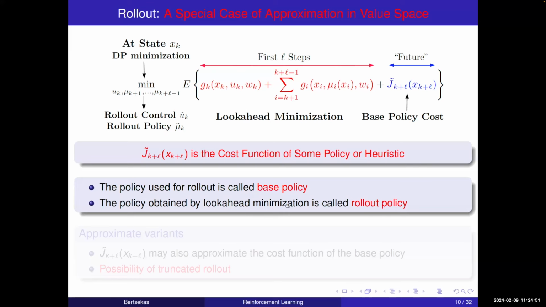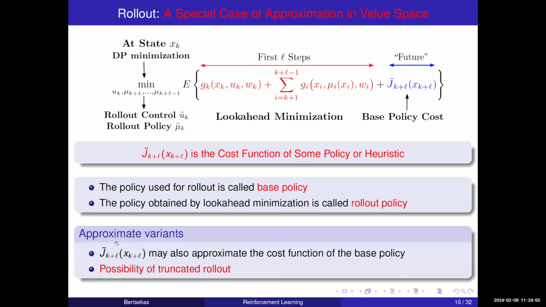There may be approximation variants. As I kind of alluded to just now, computing the base policy might be something that's expensive or something that you can't do for too long. And so you might do this thing called truncated rollout, where you limit the amount of time you spend simulating the base policy. In this case, you'd have some kind of cost function approximation, and you'd have an approximate base policy cost.